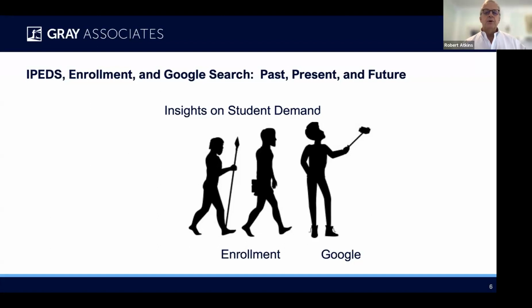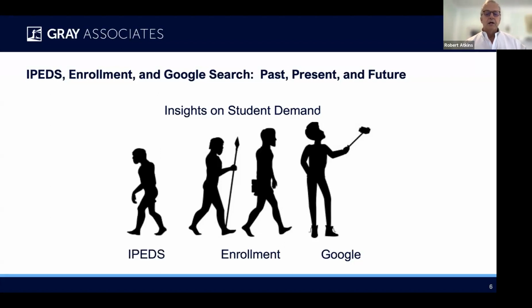Enrollment tells you what people recently did. Both of those are behaviors. They're not surveys or stated intentions. They're actual behaviors of real live students, potential students in the marketplace. And enrollment is current as of last fall, so it's pretty recent data.